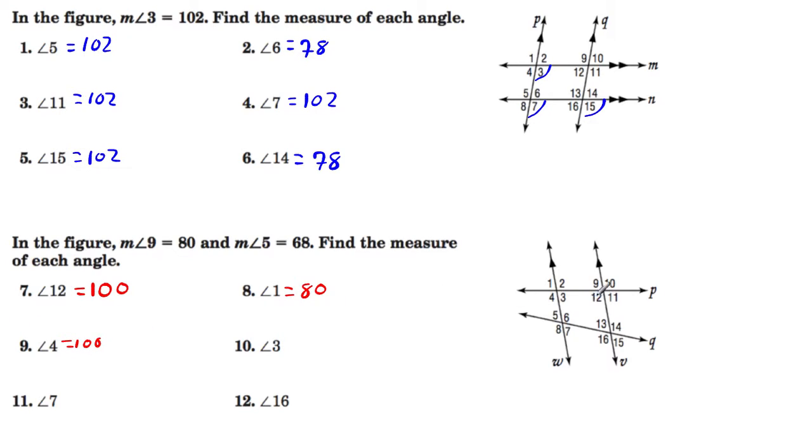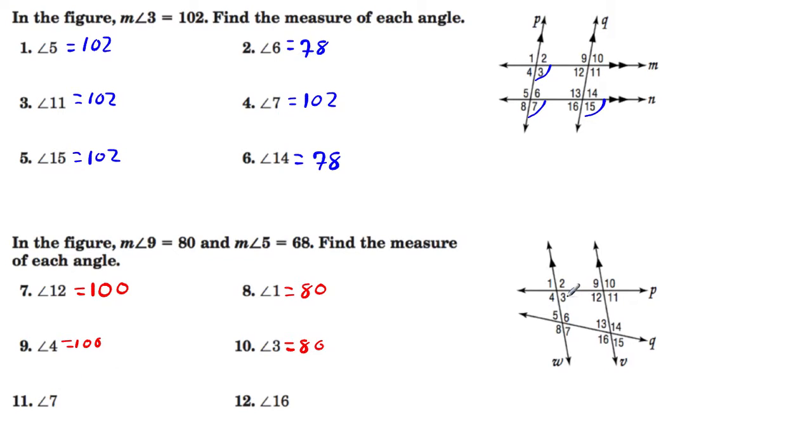And if I use angle 12, it's corresponding to angle 12, so that's the same. Angle 3 is consecutive interior with 12, so that is going to be 80. And also, if I think that angle 4 is 100, these are going to be supplementary. So you don't have to use a certain angle relationship. Any of them are going to work. And that's a beautiful thing.